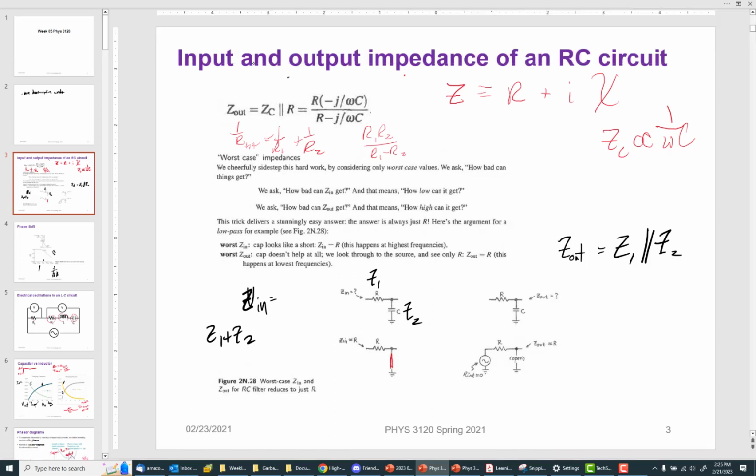And you should notice that this is Z1, Z2 divided by Z1 plus Z2, which is the two-element parallel equation. They look exactly the same, but the top one has parentheses.